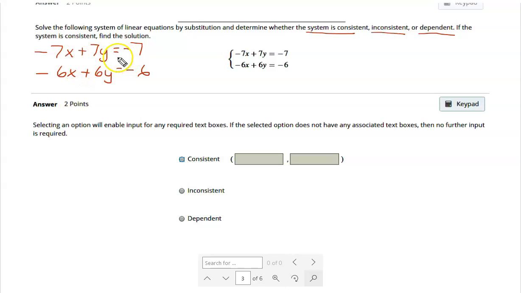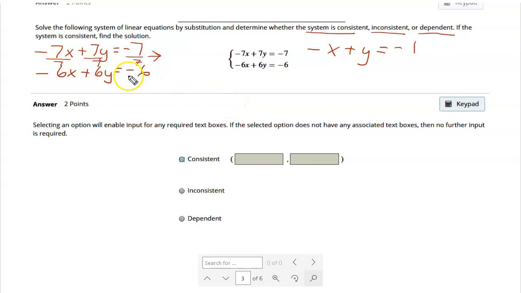Now, as I look at these, I want to see if I could develop something here, and I have an idea. For instance, if I divided this equation, every term, by a 7, I don't have the same equation, but it's equivalent. And then what do I get? Well, I get a negative x plus y equals a negative 1.